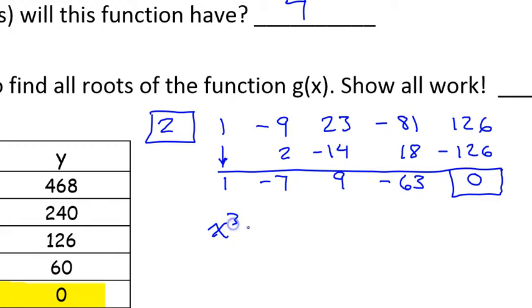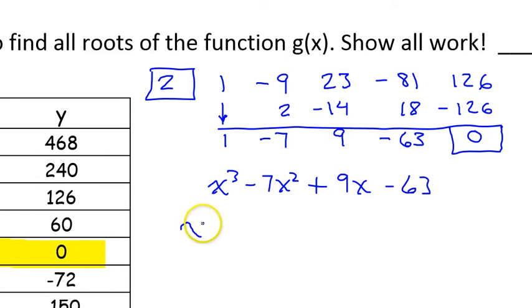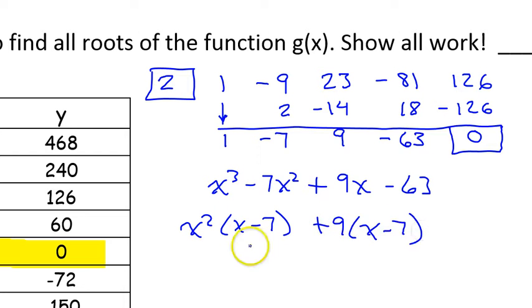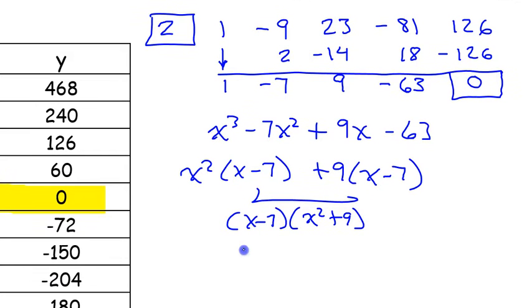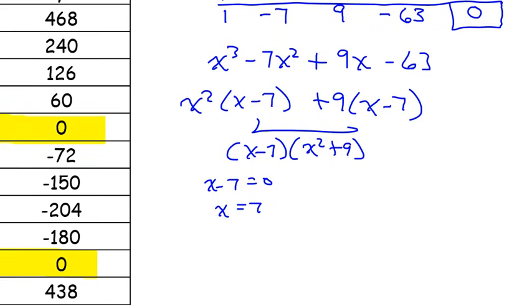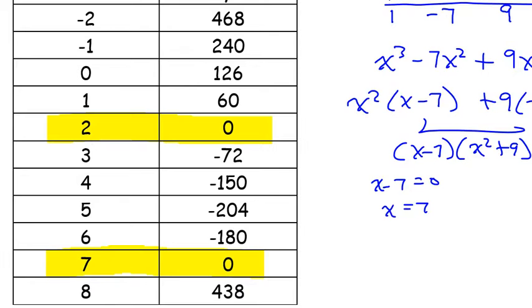And this would make x to the 3rd power minus 7x squared plus 9x minus 63. The GCF is x squared. That's going to leave behind x minus 7. If I bring out the 9, that's going to make x minus 7. If I bring out the x minus 7, then I've got x minus 7 times x squared plus 9. If I set these equal to 0, if I go x minus 7 equals 0, that gives me x equals 7. Alright, that is this 0 right there.